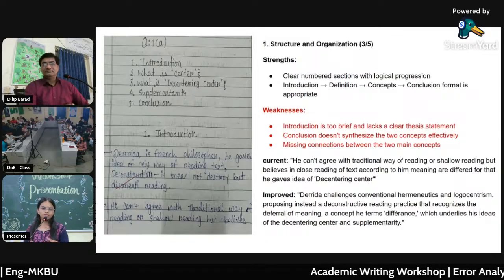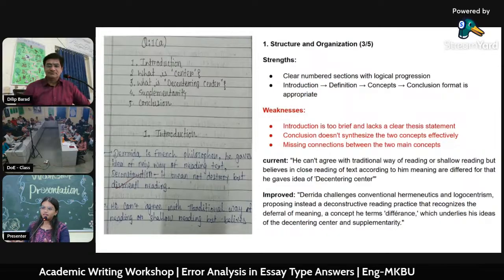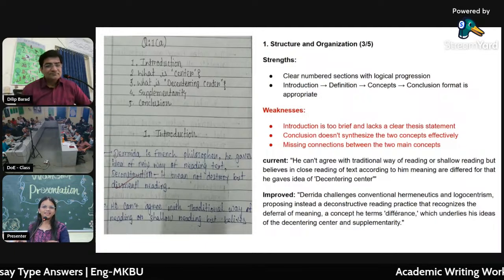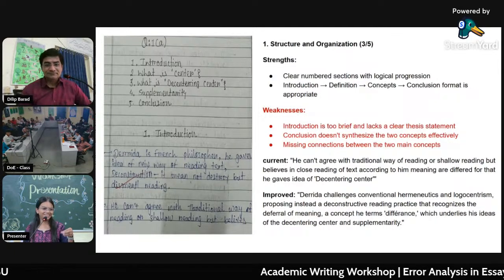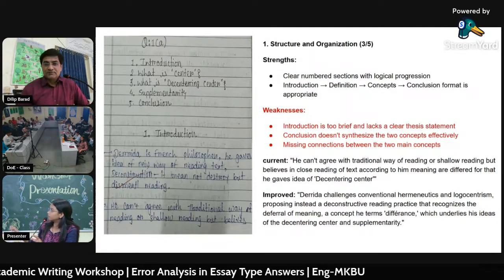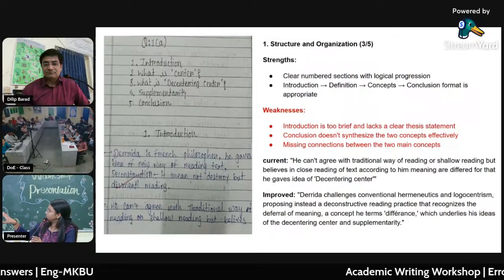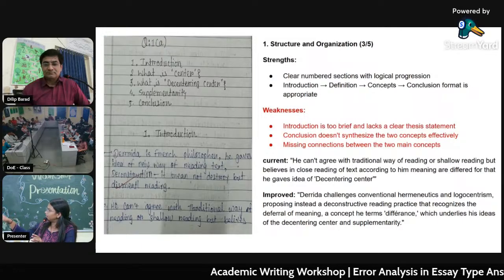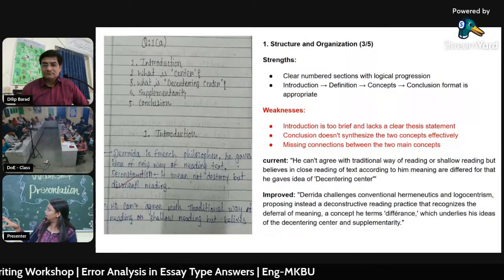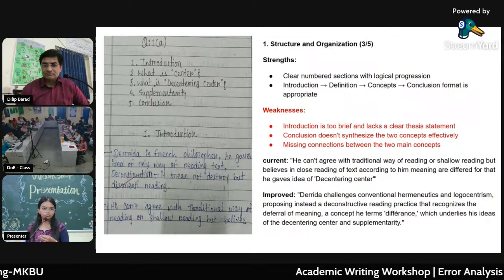When I wrote my answer, I felt the content was enough for these 10 marks. But when I looked again, I felt it was only basic, not deep, and not proper for 10 marks. Here it gave me an example. I wrote that he can't agree with the traditional way, about Derrida, and it gave me an improvement. So how can I write my answer, like "Derrida challenges conventional thinking," and how can I improve the presentation of my answer through this activity.